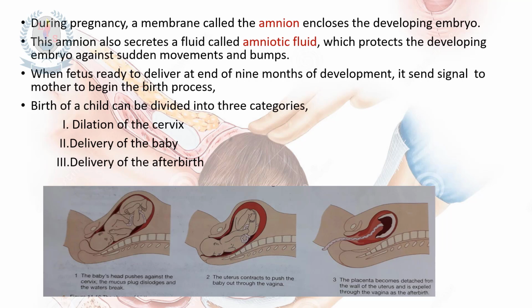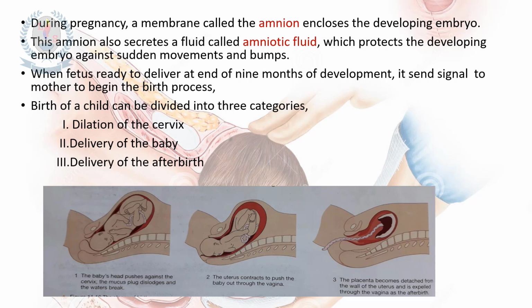During pregnancy, a membrane called the amnion encloses the developing embryo. This amnion also secretes a fluid called amniotic fluid, which protects the developing embryo against sudden movements and bumps. When the fetus is ready to be delivered at the end of the 9th month of development, it sends a signal to the mother to begin the birth process.